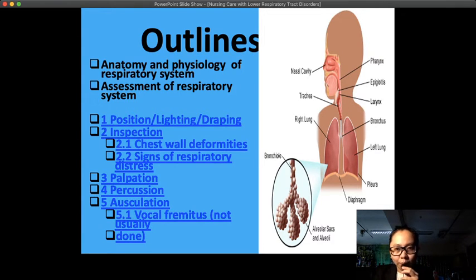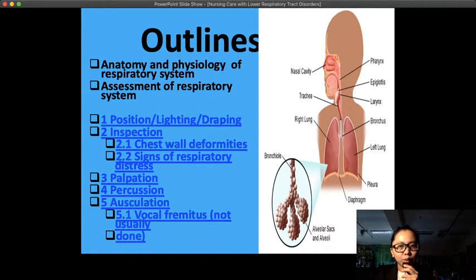Okay, so as you can see in the picture, that is the pharynx, the epiglottis, the larynx, the bronchus, the left lung, the pleura, the diaphragm, the right lung, the trachea, and the nasal cavity. And on the small circle, that is the bronchiole, the alveolar sacs, and the alveoli.